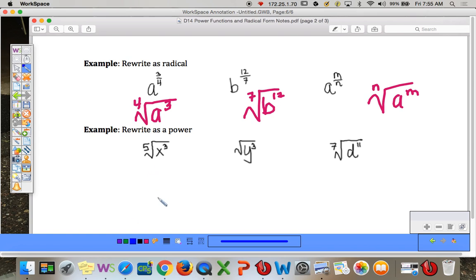Let's go the other way, rewrite as a power. This will be x to the 3/5 power. This will be y to the 3/2 power. So again, if there's an invisible number in front of a square, it's a 2. And this will be to the 11/7 power.